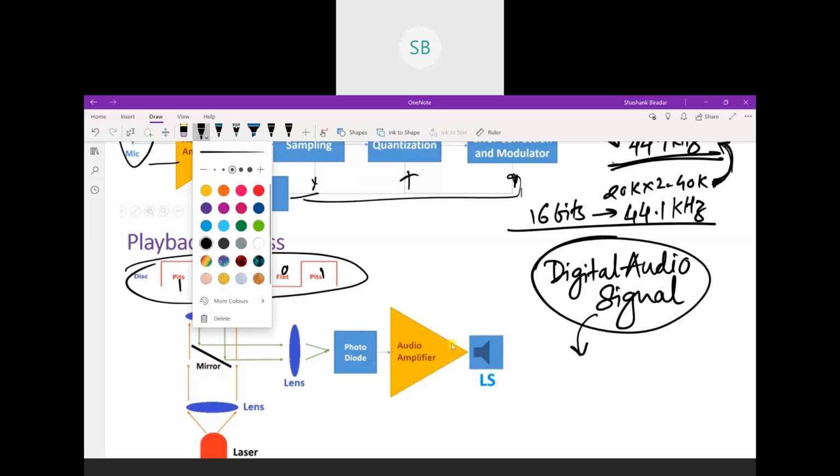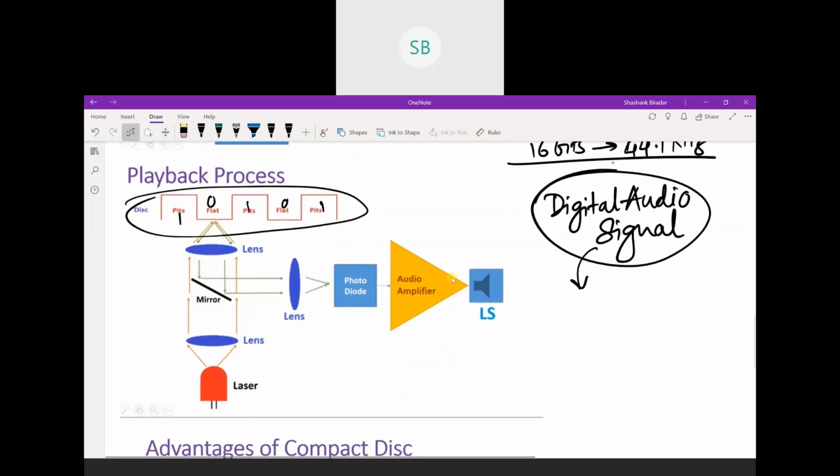So the thing is that here the laser beam is now focused on the tracks of the disk. So this is one track. Likewise there are many tracks available on the disk, right? In that track we have the variation in the digitized data.